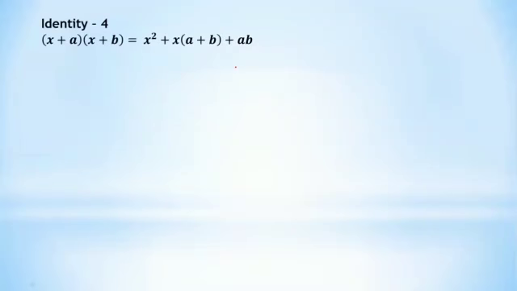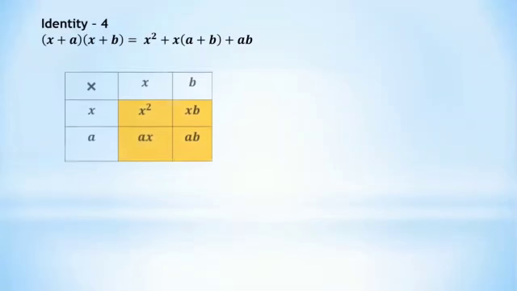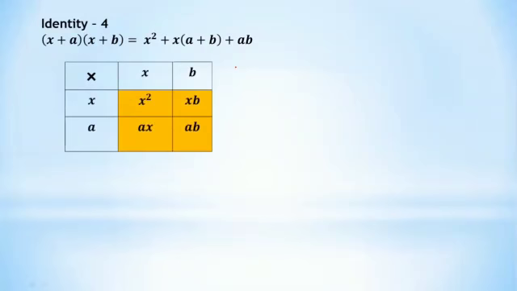Now the fourth identity, (x plus a) into (x plus b). To prove this, we are taking an area model. Yes, x into x, x square. This colored part is your answer. X square plus xb plus ax plus ab. So this area model is very easy for representation as well as for finding the value also.